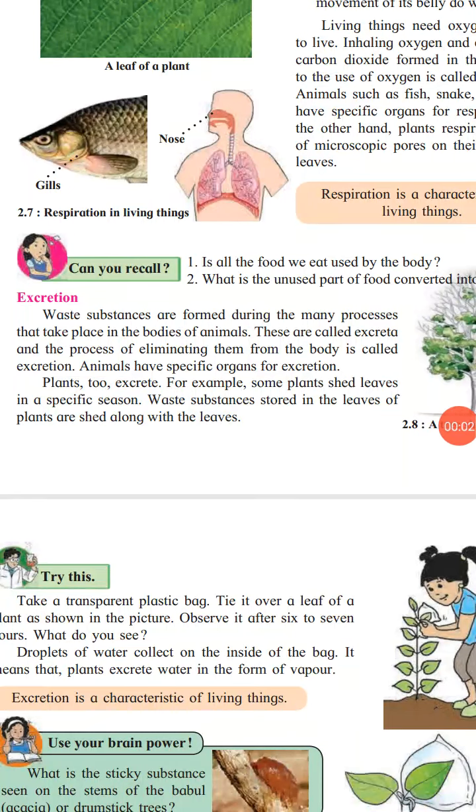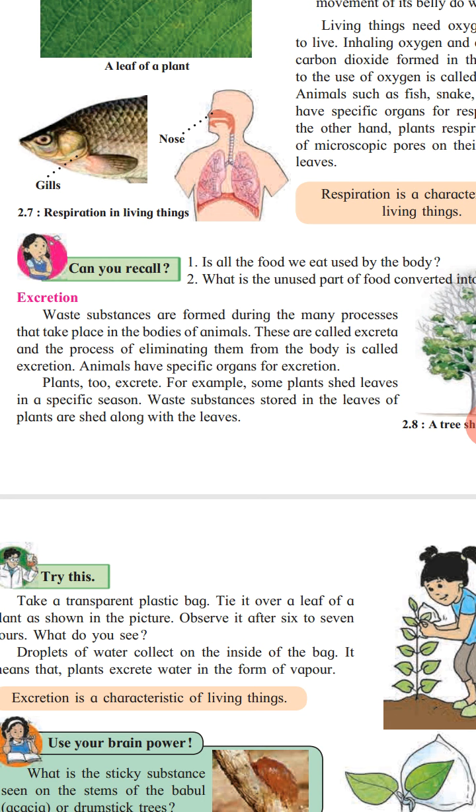Welcome again, students. As in the previous video, we have completed some points of this chapter, that is characteristics of living things: growth, food is necessary for growth, and respiration. So all these points we have completed in video 1. In this video, we are going to start our next point, that is excretion.